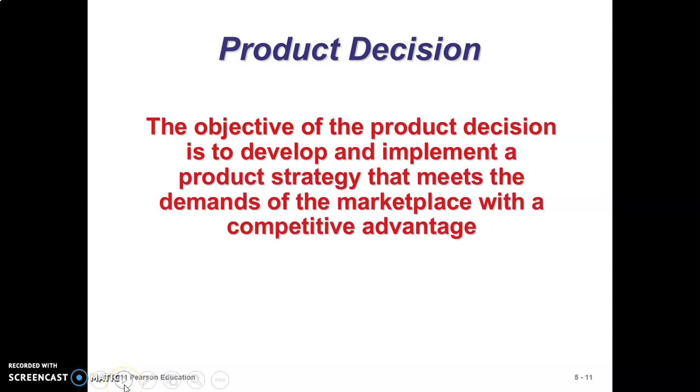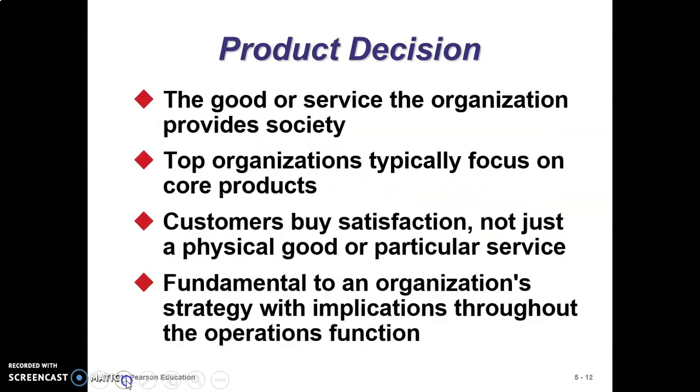Okay, in product design, the objective is to develop and implement a product strategy that meets what people need, or the demands of the market, with a competitive advantage, meaning that we need to be different. Again, we need to compete differently from our competitors. Those are the product decisions. In product decisions, we have to consider the goods or services the organization provides to society. What are the goods and or services that we can provide to society?